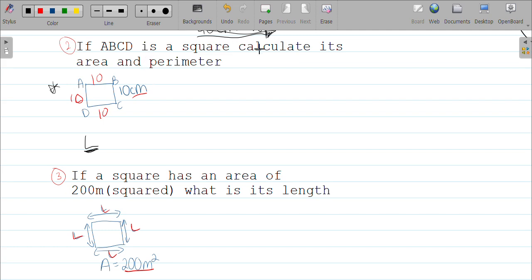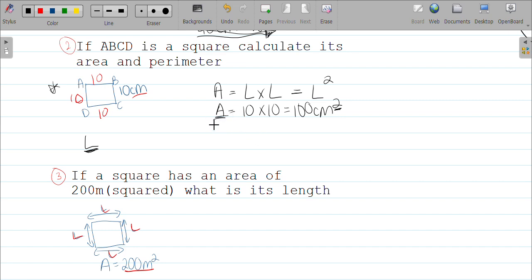So firstly, let's calculate the area. The area is, we said it was length times length, or it can be length squared. So you simply put that in your calculator. Area is going to equal 10 times 10, which equals 100 centimeters. Centimeters what? Squared, because it's area.